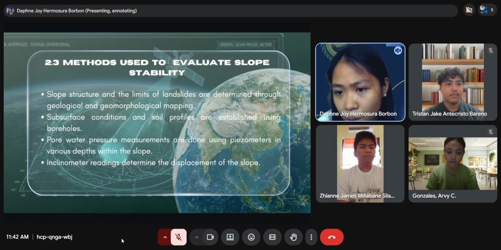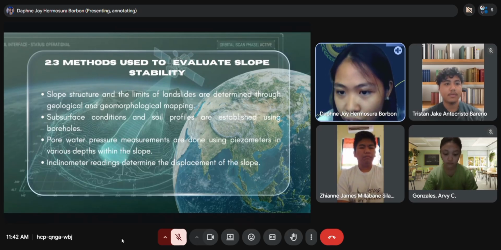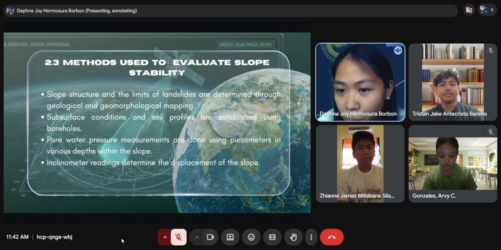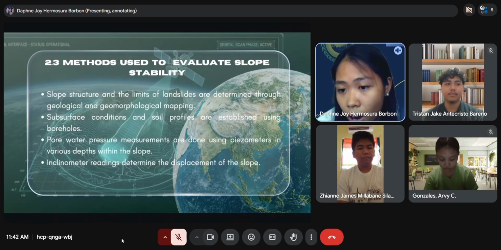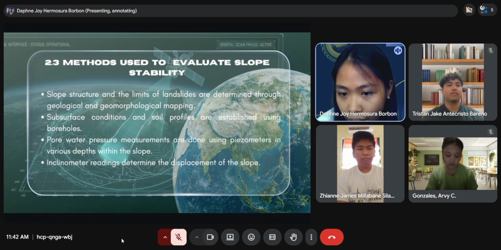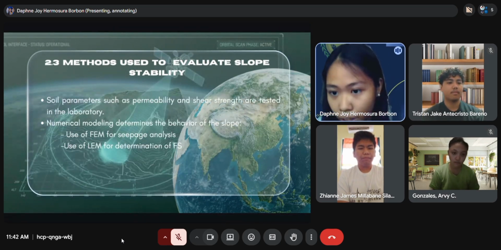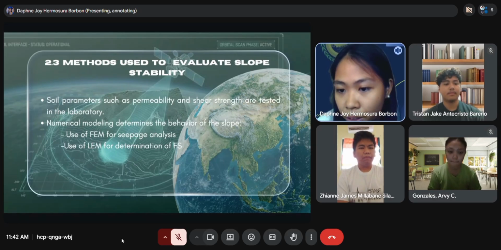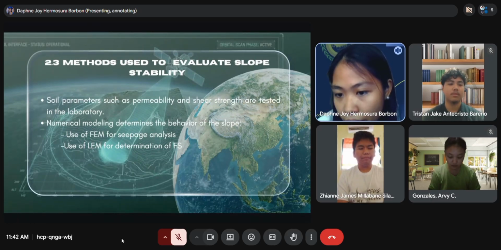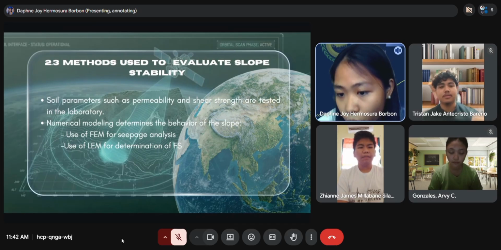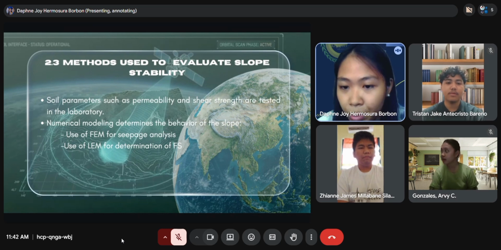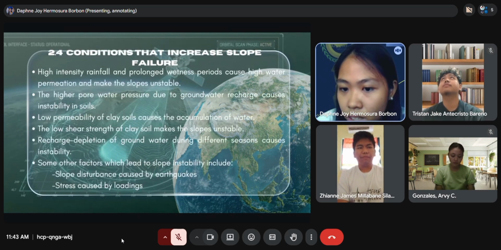rates. Laboratory testing was also performed on collected soil samples to determine key geotechnical properties such as permeability, compressibility, and shear strength. These properties are essential inputs for stability analysis. Finally, numerical modeling was also used to simulate slope behavior under different conditions. We have here the finite element method, which was applied for seepage analysis to understand groundwater flow patterns, while the limit equilibrium method was used to calculate the factor of safety, which indicates the stability condition of the slope under varying groundwater scenarios. Next, we have 2.4, the conditions that increase slope failure.